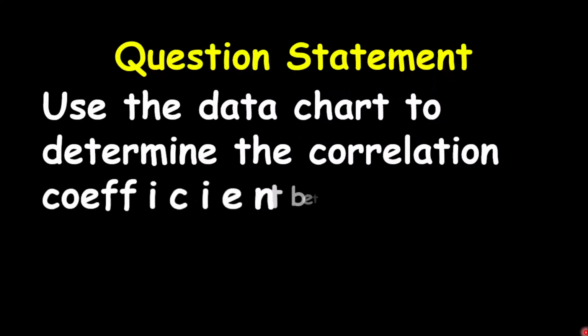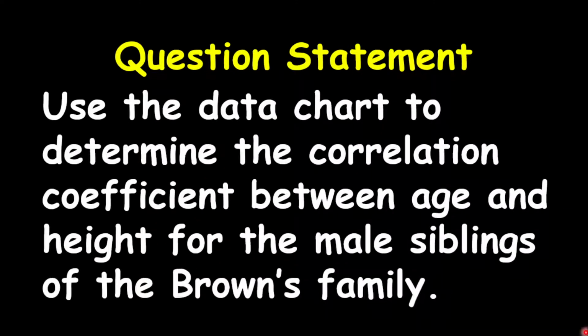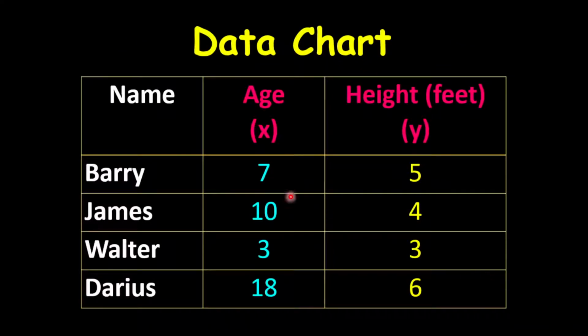Now, a question statement here for practice as an example states: use the data chart to determine the correlation coefficient between age and height for the male siblings of the Browns family. So the data chart is given, and the names of the male siblings of the Browns family include Barry, James, Walter, and Darius. The ages, accordingly: Barry is 7, James is 10, Walter is 3, Darius is 18. Their height in feet: Barry is 5 feet, James is 4 feet, Walter is 3 feet, Darius is 6 feet.